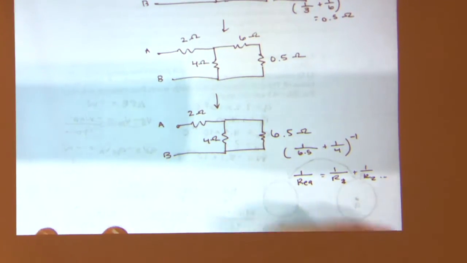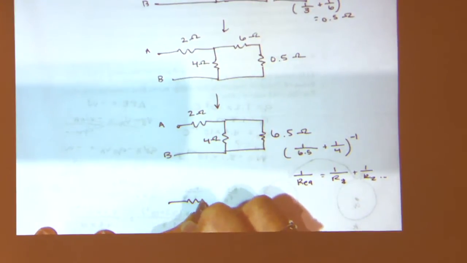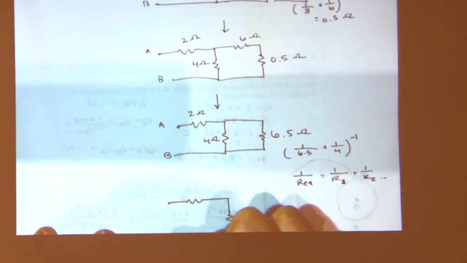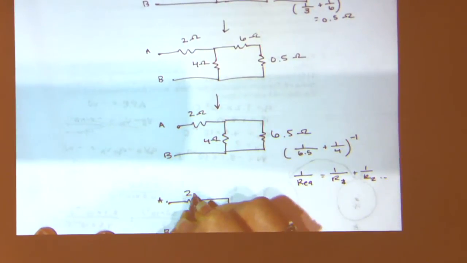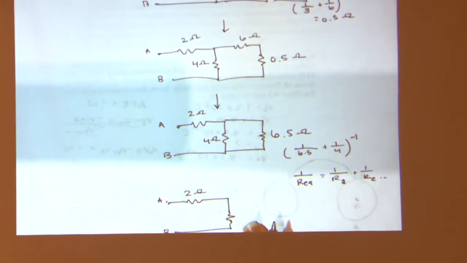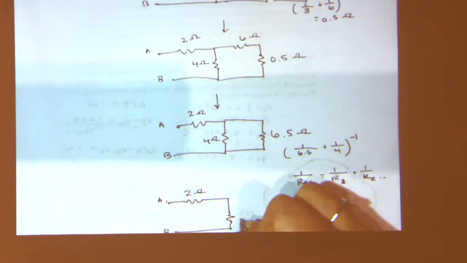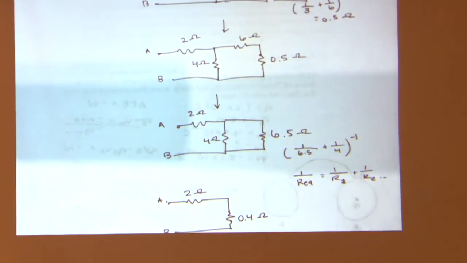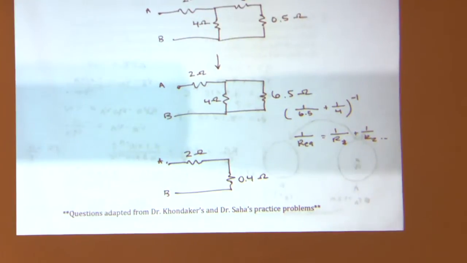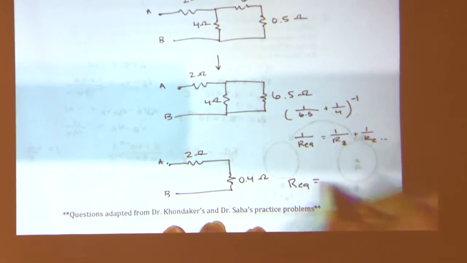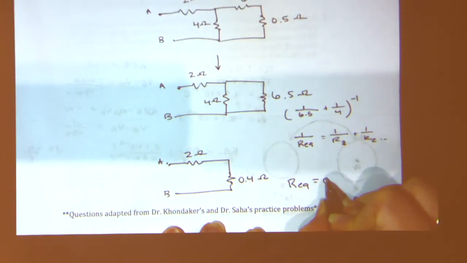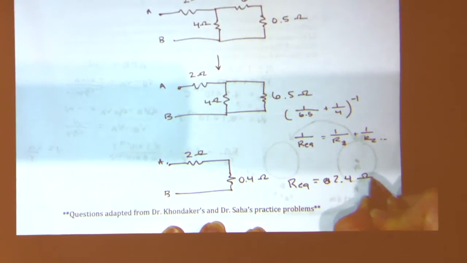So when we do this, this is A, B, and we still have that 2 ohm resistor. When I added those up, I got 0.4 ohms. This last step, you don't actually have to draw out into one resistor, but we have 2 plus 0.4, so our total R equivalent will equal 2.4 ohms.